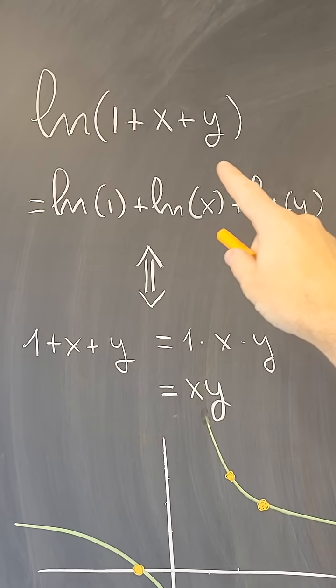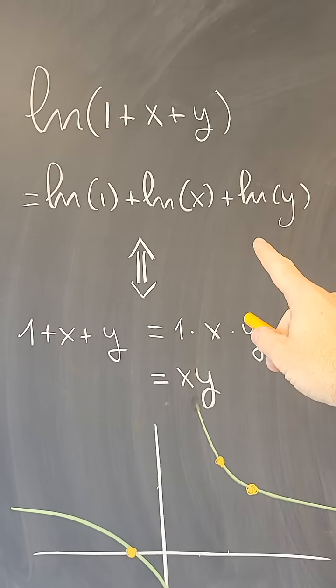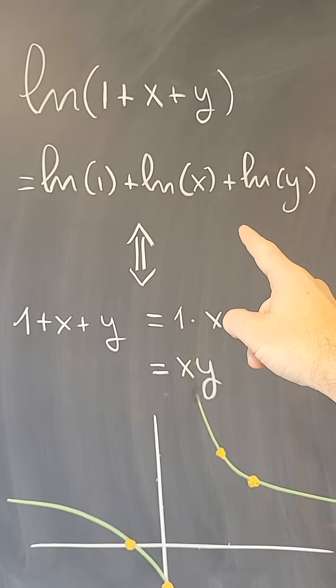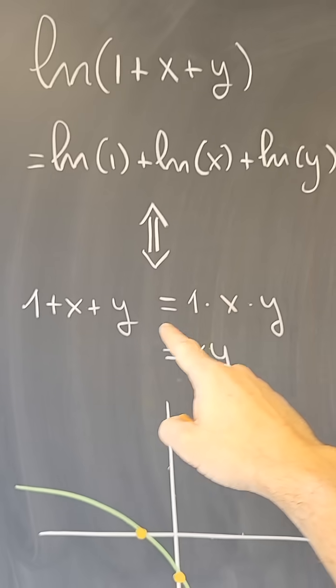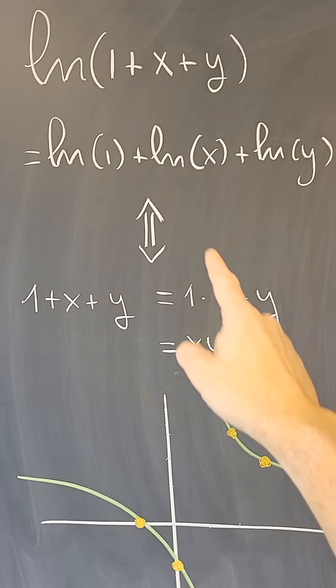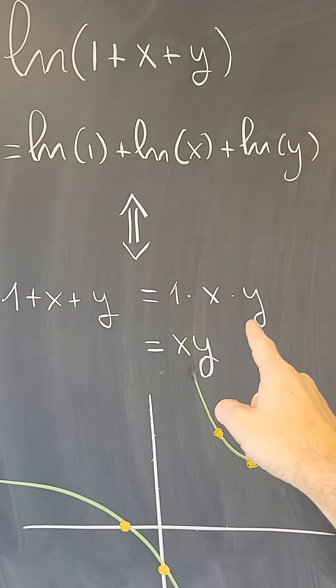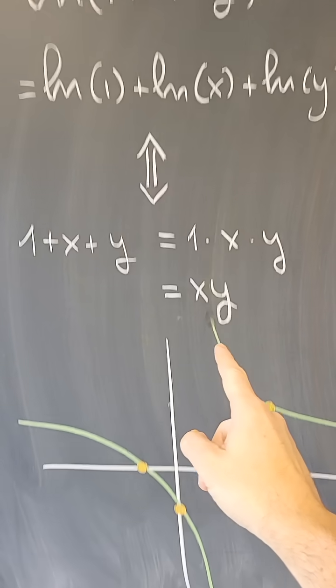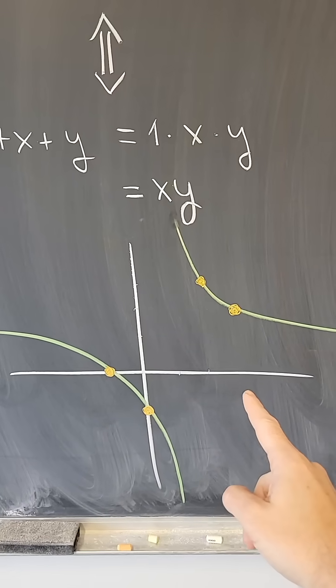If you want to find positive numbers x and y that satisfy the equation in logarithms, because a sum of logarithms is the logarithm of the product, this happens if and only if 1 plus x plus y is equal to the product of 1, x, and y, so just xy. And 1 plus x plus y equals xy is the equation of a hyperbola.